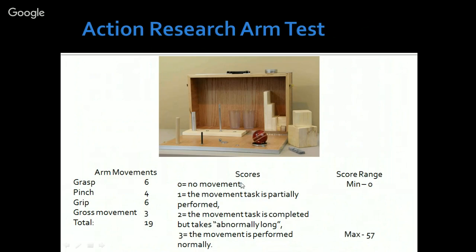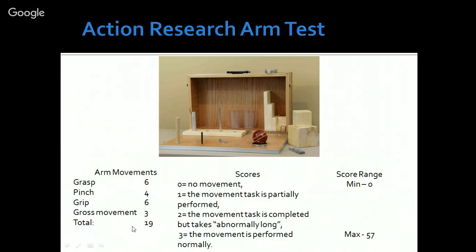0 means he is not able to move at all. 1 means he is able to perform the task partially, say, for example, lifting the ball and placing it on the top panel. He may be able to do it partially, which means he might be able to lift it, but he may not be able to complete it. Scoring 2 means the patient is able to complete the task, but it takes an abnormally long time to perform. And 3 is normal.